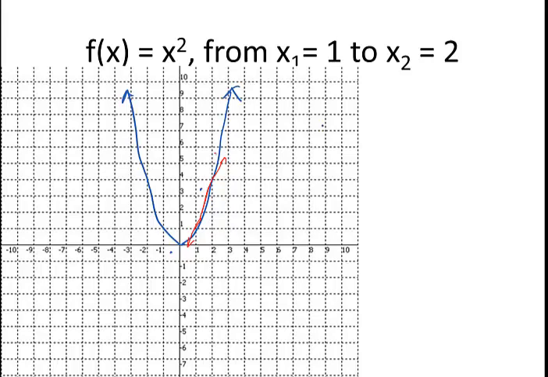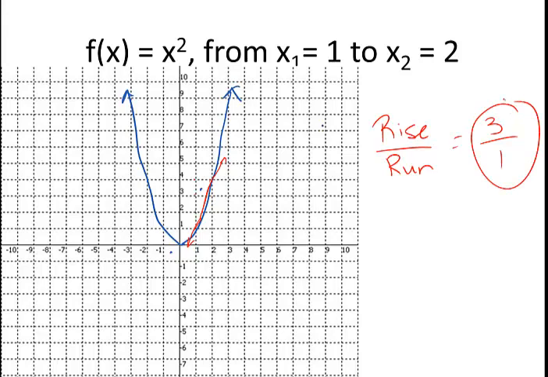And we can find the slope of a line by doing the rise over run on our graph. So let's count from point to point. Where x1 is 1, we're going to count rise 1, 2, 3 units, and the run is 1 unit. So our slope is 3 over 1.